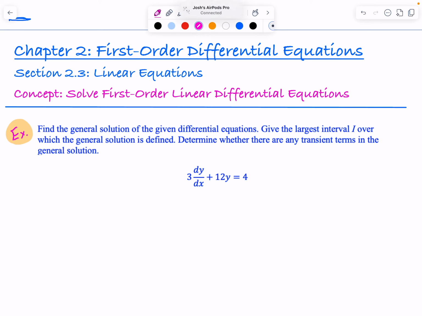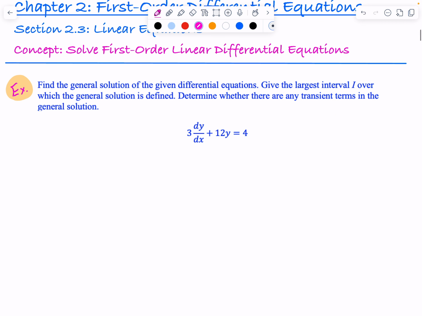In this video, we'll continue our discussion of 2.3 by working two more examples. There aren't many new ideas here. I just want to make sure I'm working quite a bit so you're not lost. All right, so first things first, they want us to solve this first order linear, find I, which is the interval where the solution is defined, and then the transient term from last video.